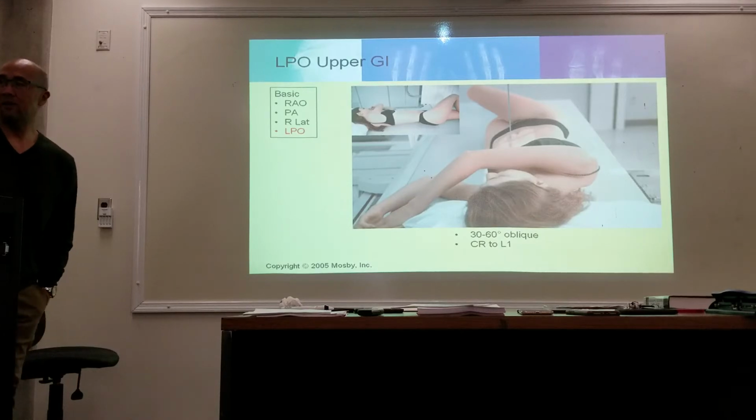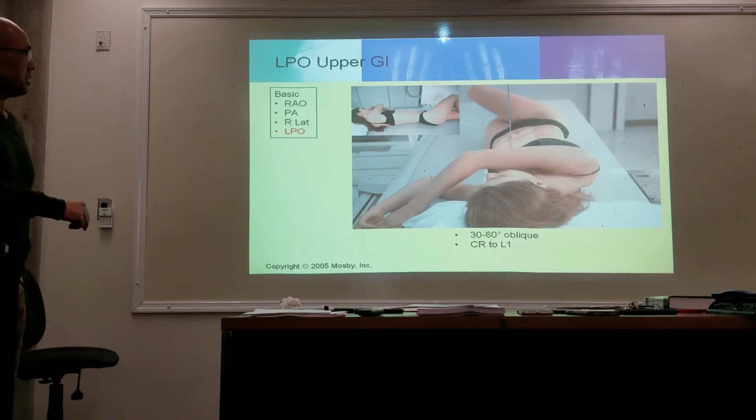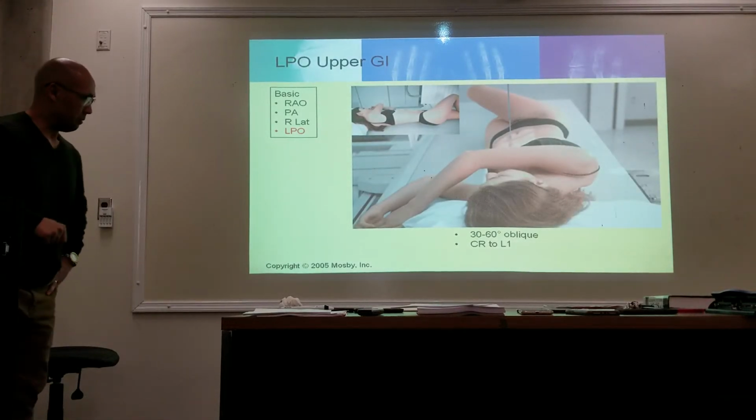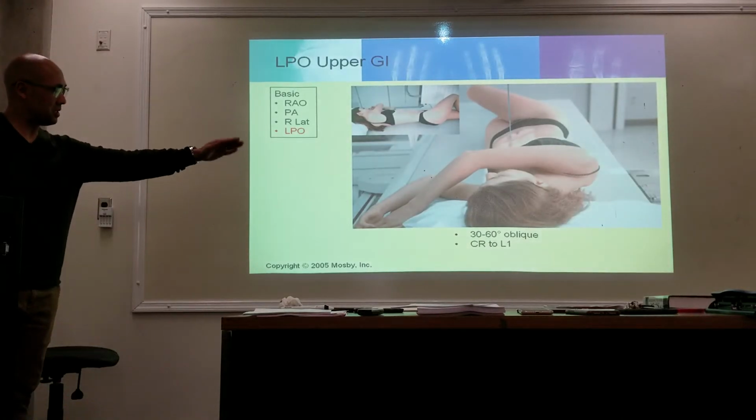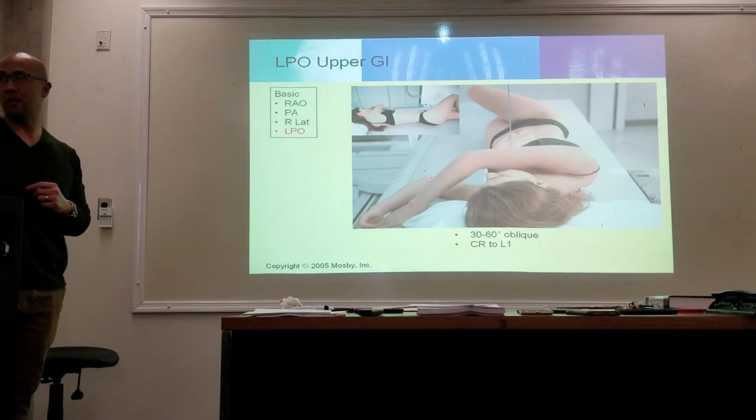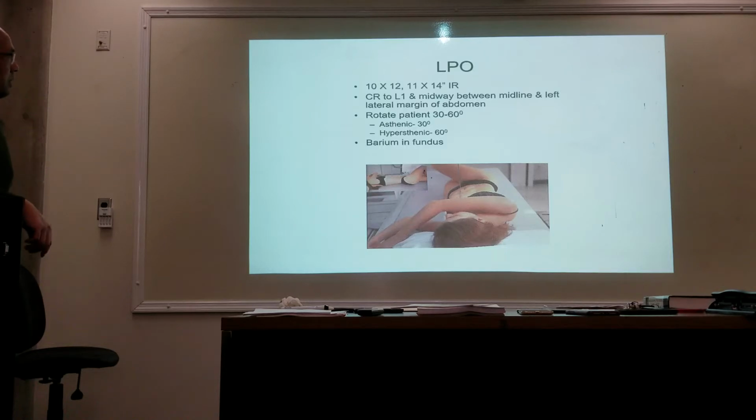And then we have an LPO. An LPO. Patient rotated 30 to 60 degrees obliquity. More rotation if they're hypersthenic, less if they are hyposthenic. Criteria for central ray doesn't change. Again, it's at the level of L1. L1, L1, L1. Okay, so 10 by 12, 11 by 14. At the level of L1, asthenic 30 degrees, hypersthenic 60 degrees.